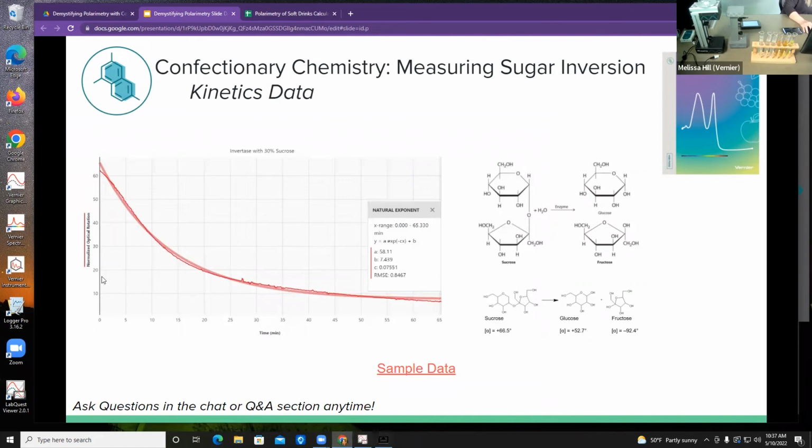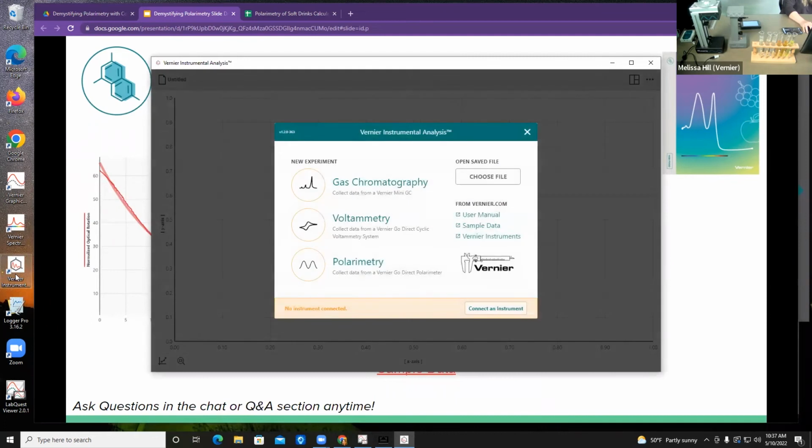And now I'm going to open Instrumental Analysis. This is a free piece of software. We designed this very specifically for some of the chemistry instruments that needed a lot more specific setup; we really didn't want to wedge it into Graphical Analysis. That includes the gas chromatograph, our Vernier Mini GC, and anytime you're doing voltammetry, which right now is with our Go Direct Cyclic Voltammetry system, or our Go Direct Polarimeter.